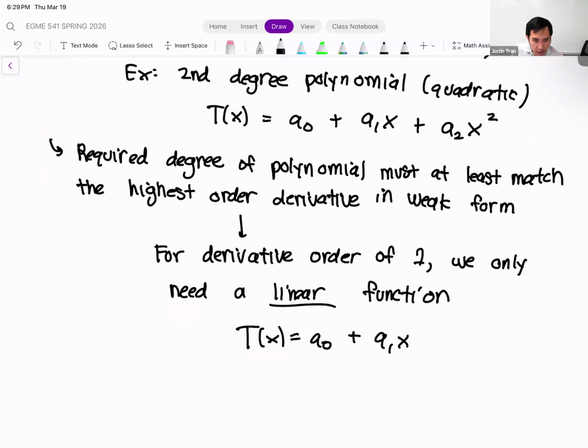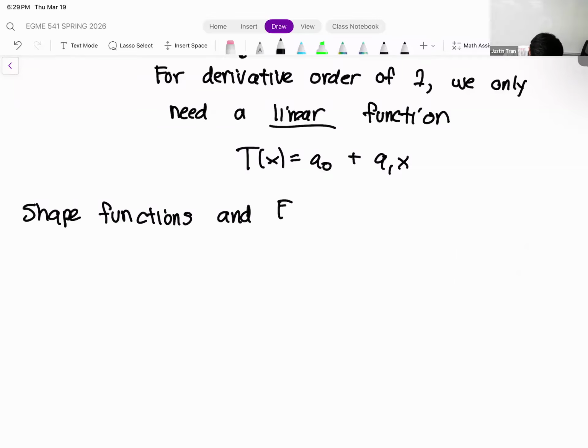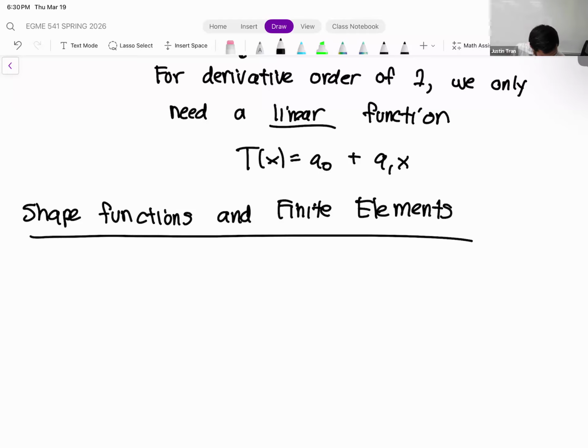Okay. All right. So the last topic that we'll go over today is the concept of a shape function, which is a concept that we'll return to over and over again as we discuss finite element forms. All right, so now that we know the requirements for our solution, let's actually put this in practice, okay? So let's consider a very simple one-dimensional element that has two nodes.